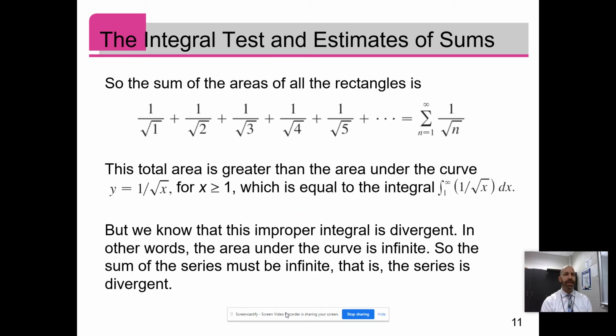But we know that this improper integral is divergent. So the integral from 1 to infinity of 1 over the square root of x is divergent. In other words, it's infinite. In other words, the area under the curve is infinite. So the sum of the series also has to be infinite.